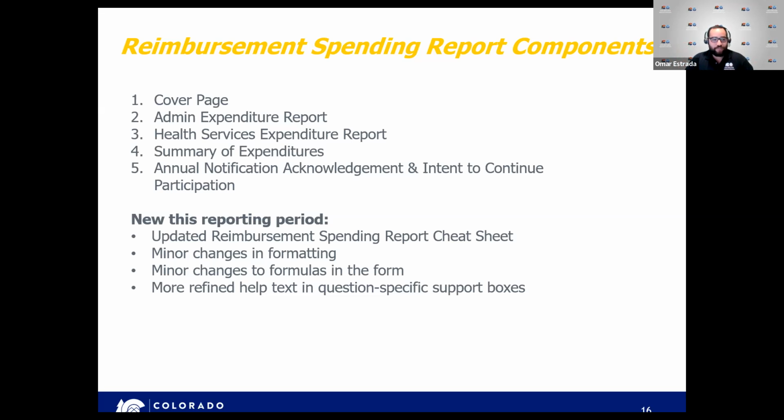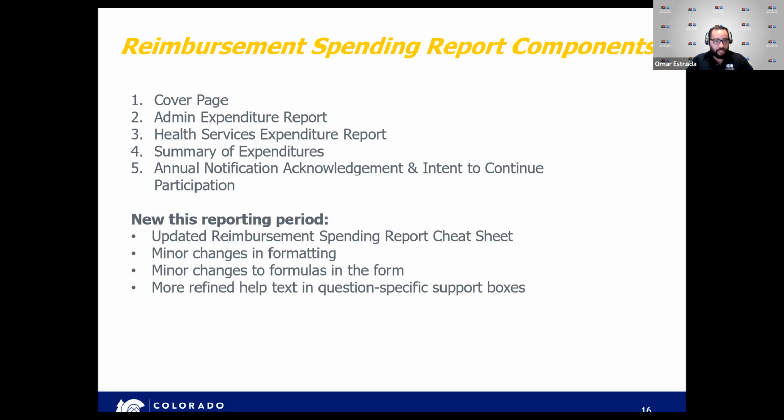And for those of you that have completed this report in the past, we always update a cheat sheet that districts can use before actually jumping onto this site to fill out their information. They can use this Excel sheet that's called the reimbursement spending report cheat sheet to provide that information in the beginning and then just copy and paste it over to the form site. We update this every time we update the reimbursement spending report. So that's going to be updated every year.